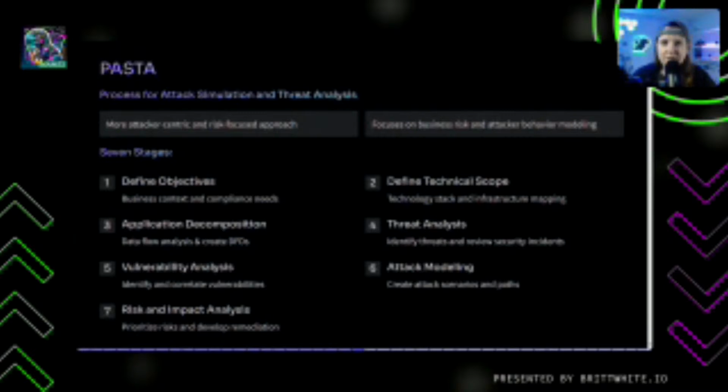Fifth, identify vulnerabilities in application design, architecture, code, configurations, and infrastructure. Correlate vulnerabilities to threats identified in stage 4. Determine if vulnerabilities enable threat exploitation. And sixth, create attack models and attack paths.